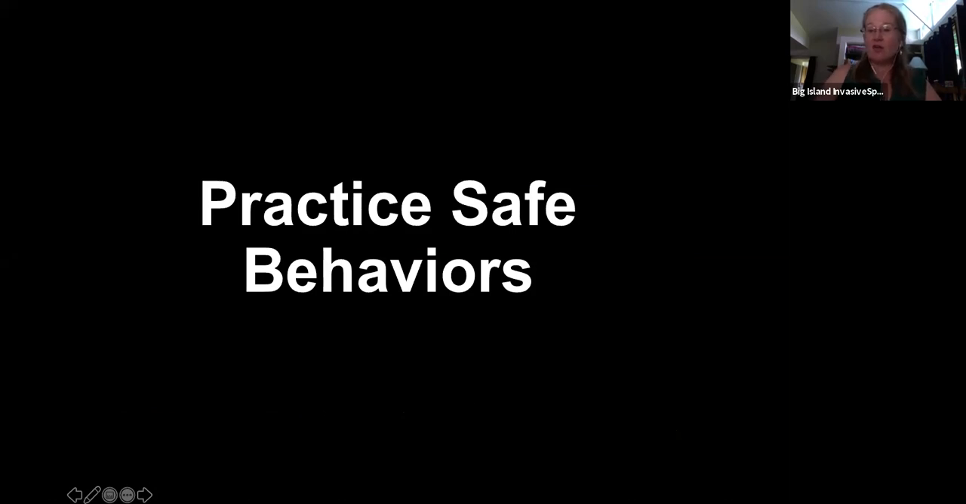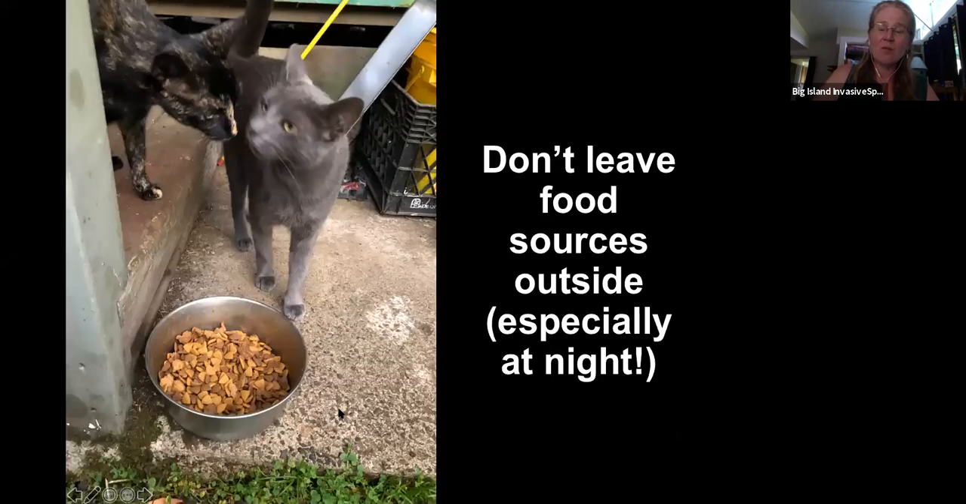Even if you're not growing, even if you're not out in the garden, there are some behaviors you should really think about. One thing that we've seen a lot, these are my cats, but we haven't seen too much rat lungworm in cats, and I've actually talked to different vets.